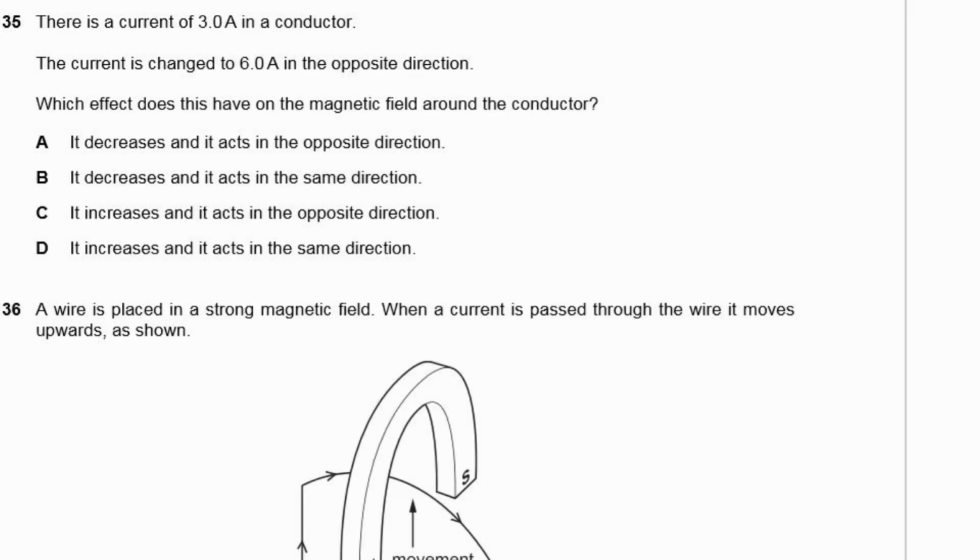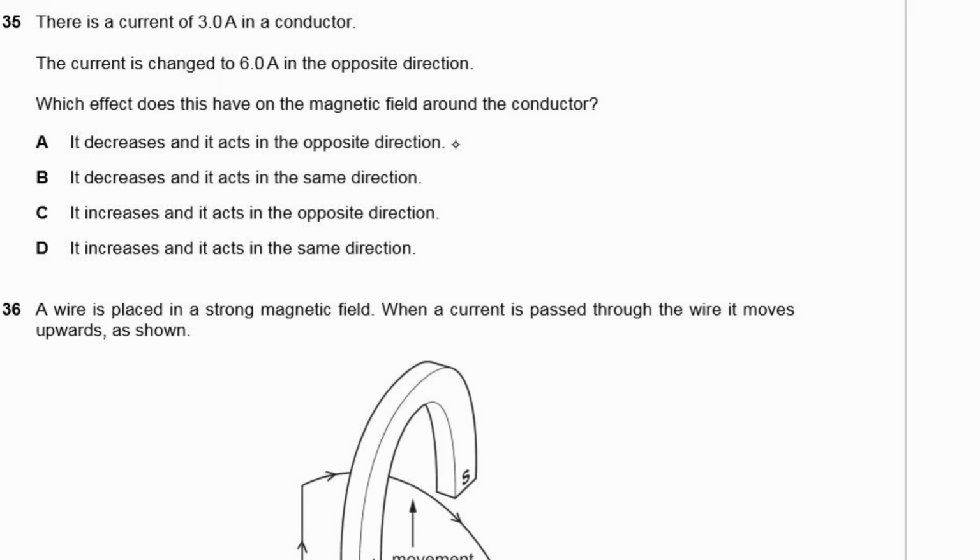Question 35. There is a current of 3 amps in a conductor. The current is changed to 6 amps in the opposite direction. What effect does this have on the magnetic field around the conductor? Well, if you change the direction of the current, you're going to change the direction of the magnetic field. And if you increase the current, you're going to increase the strength of the magnetic field. So we're looking really for those as options.